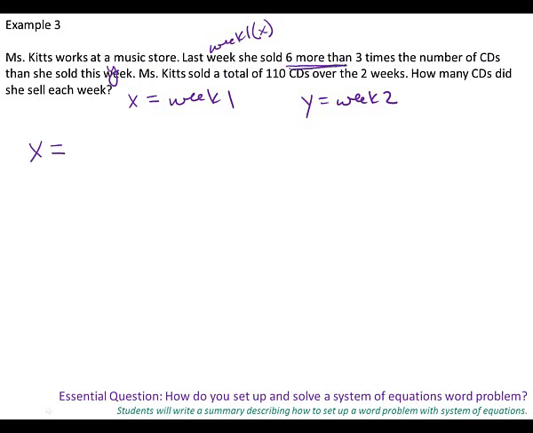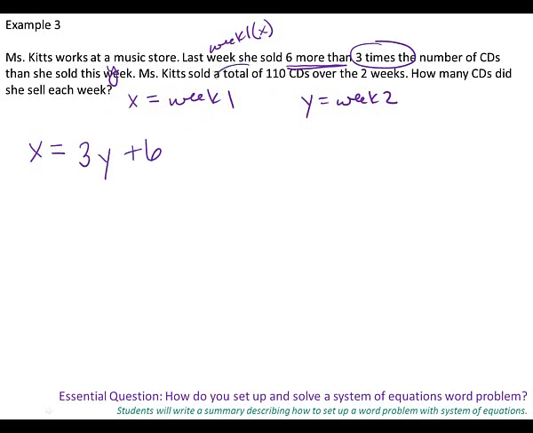What operation is 6 more than? Addition. So I know I'm going to have a plus 6 in there. 3 times. What operation is that? Multiplication. That's pretty obvious. And then times the other week, which would be our Y value.